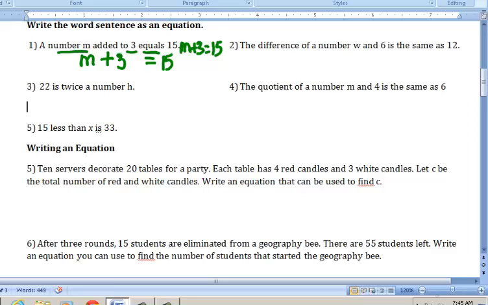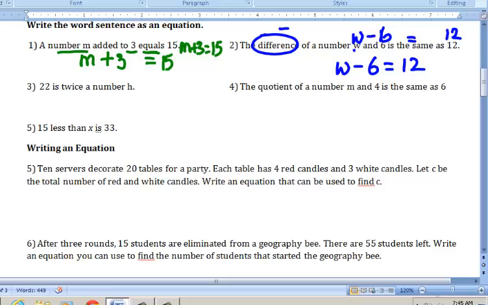The difference, again the keyword is difference, means subtraction, of a number w and 6 is the same as, that means equal to, 12. So rewrite it, w minus 6 equals 12. Moving on to number 3.